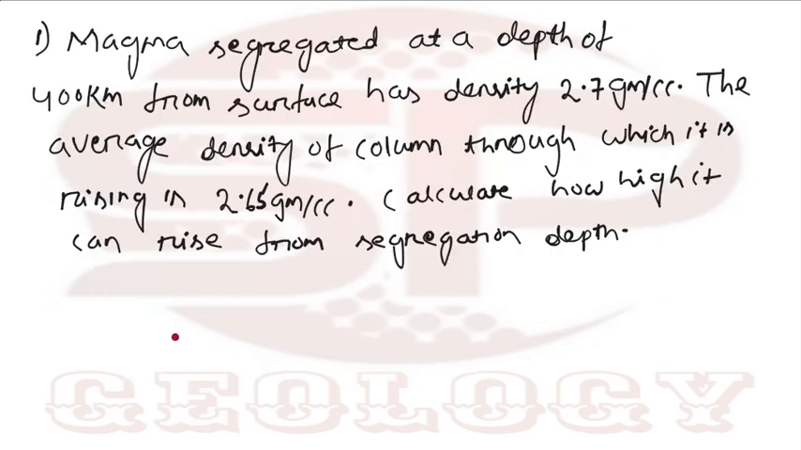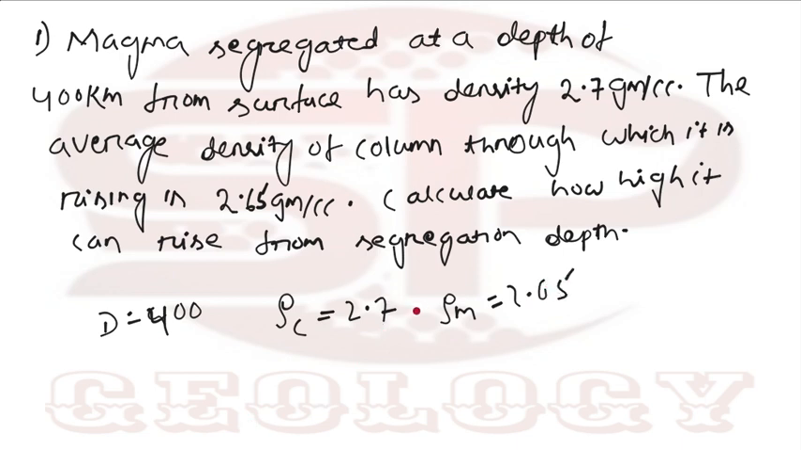So rho D is 400, density rho C is 2.7, rho m is 2.65, gram per centimeter cube. rho r into D equals rho m into H.